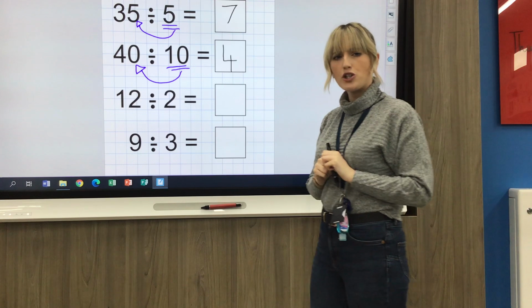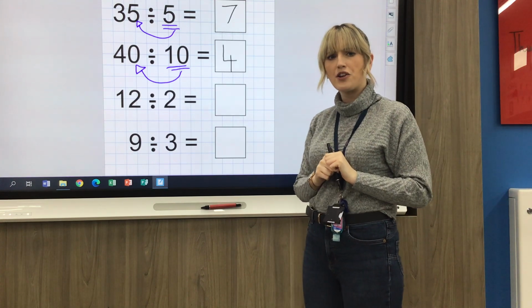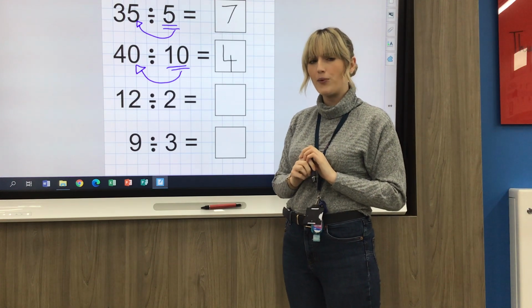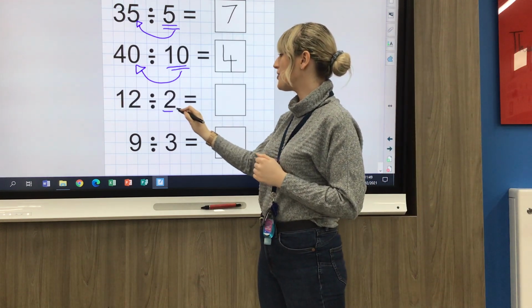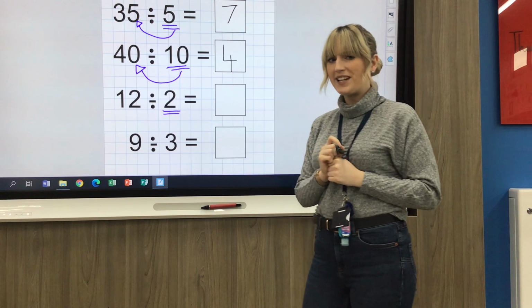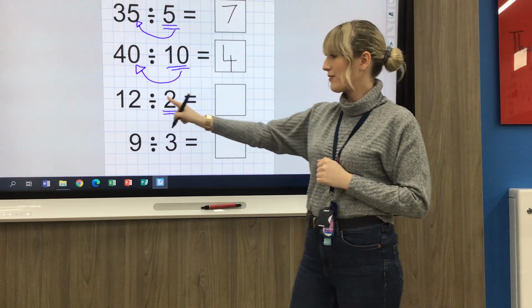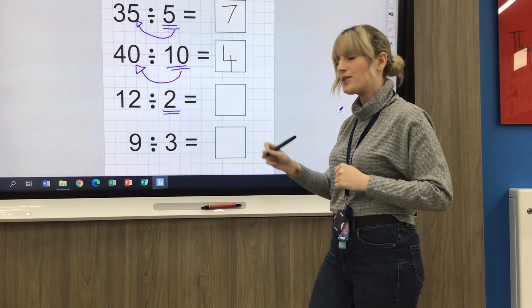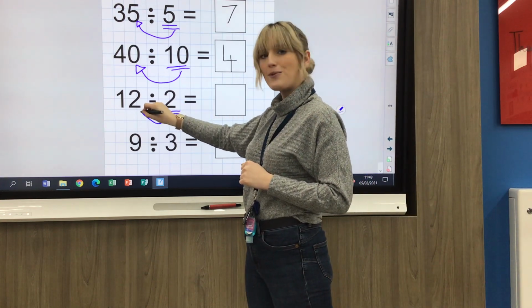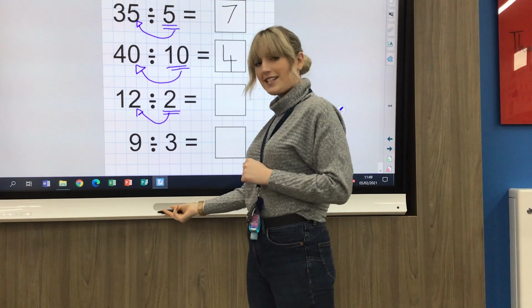Right, the next one, we've got 12 divided by 2. Can you tell me what we're counting in? Well done if you said 2s. What number do we need to stop at? If we've got 12 divided by 2, we're counting in 2s until we get to 12. Are you ready to count with me?